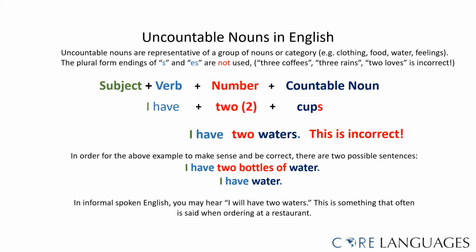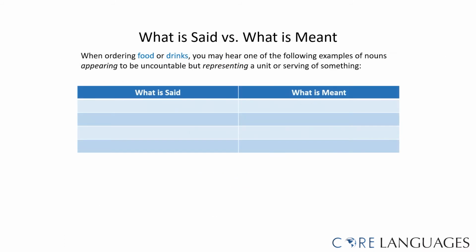This is something that is often said when ordering at a restaurant. When ordering food or drinks at a restaurant, we often make a sentence that is not technically grammatically correct. For example, we could say, I would like 3 juices, please. This sentence is grammatically incorrect. What is meant is, I would like 3 glasses of juice, please, or 3 cups of juice, please.